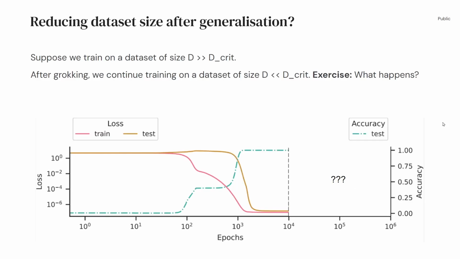So here's another question. Supposing you have a fully grokked network. So this is a training run. The training loss has gone down, and the test loss has also gone down. So it's fully grokked. And now we continue training on a new data set, or a subset of the data set that is much smaller than the critical data set size. If you had started off training on the smaller data set, you would have never grokked. It was just too small. But now that you have a grokked network and you continue training on it, what do you expect should happen? Any guesses?